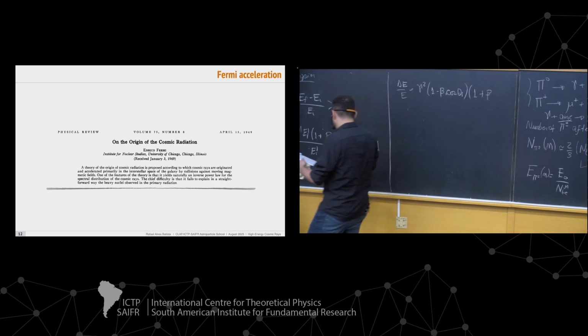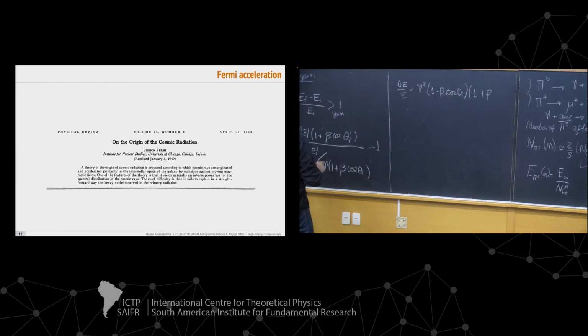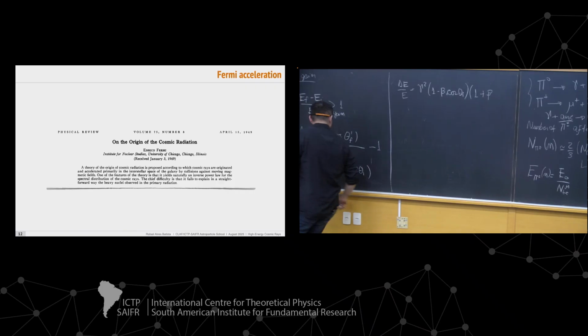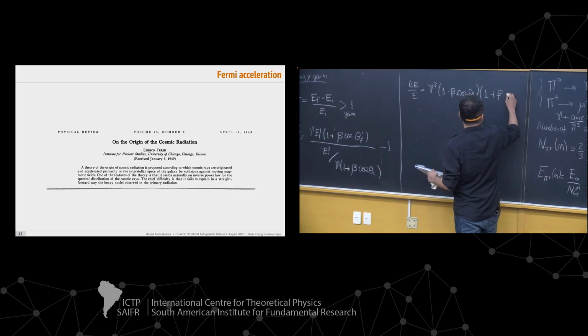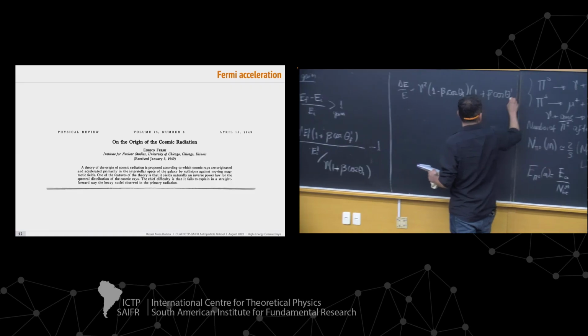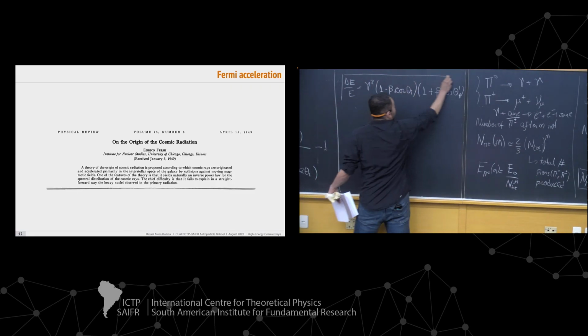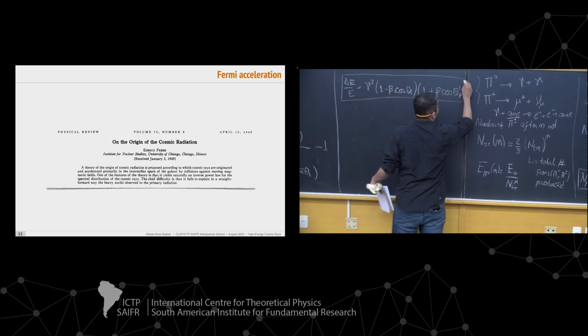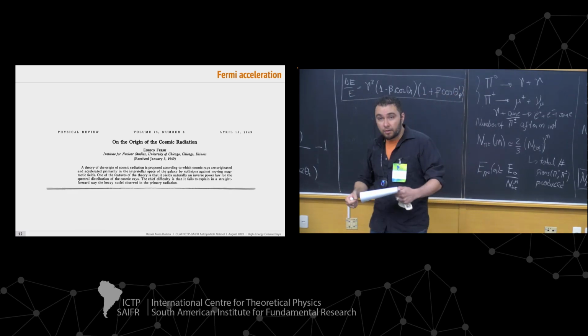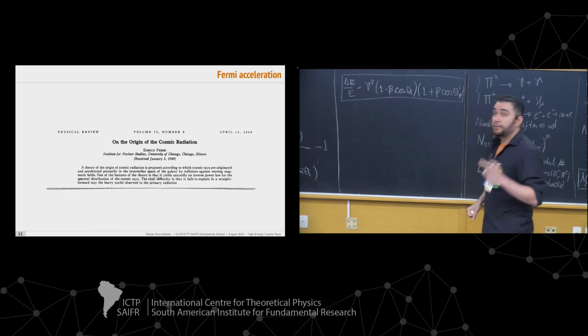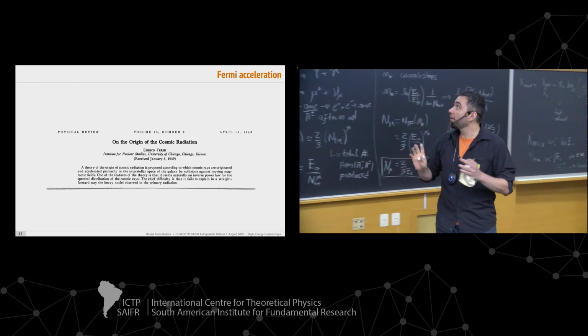There is a wrong sign somewhere here. Which one is that? It should be the one here. It's minus, yeah. Okay. So this is a net energy gain. Good. Now comes the part like Fermi.